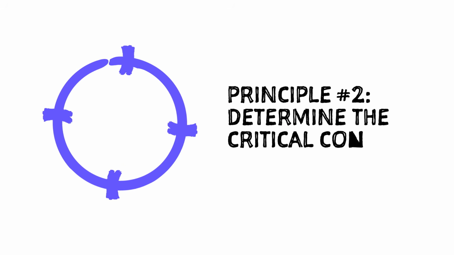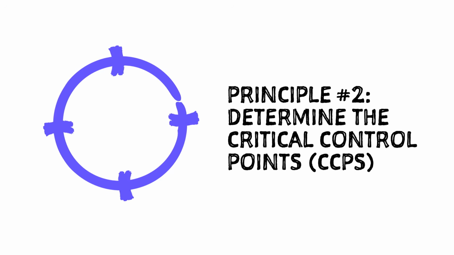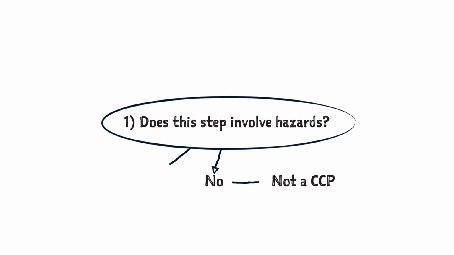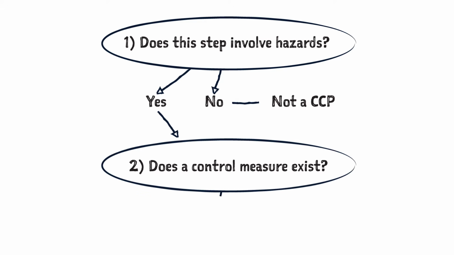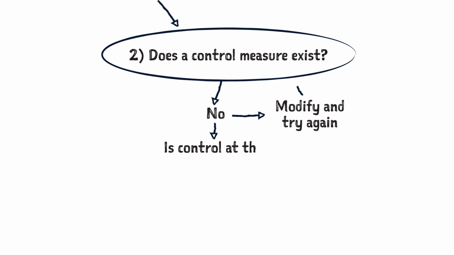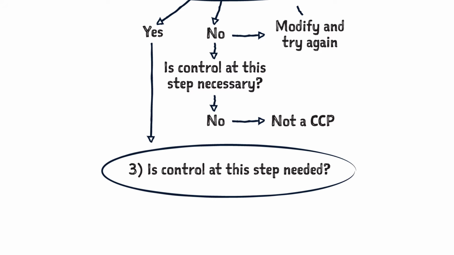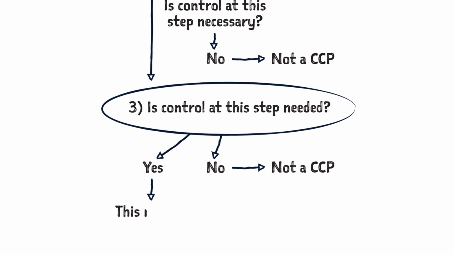Upon completion of the 2 stages, a control measure is made to prevent the hazards. Principle number 2. Determine the critical control points, CCPs. A CCP is a step in the production process where there is an opportunity to prevent, mitigate, or completely eliminate a food safety hazard. A CCP decision tree can assist in determining whether a control point is a CCP.